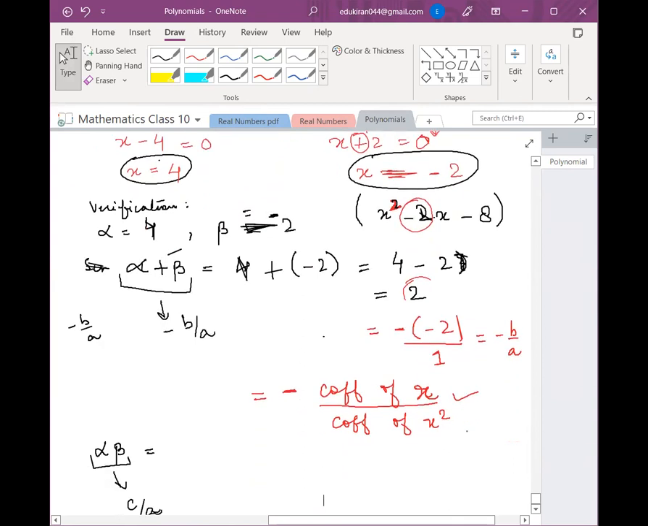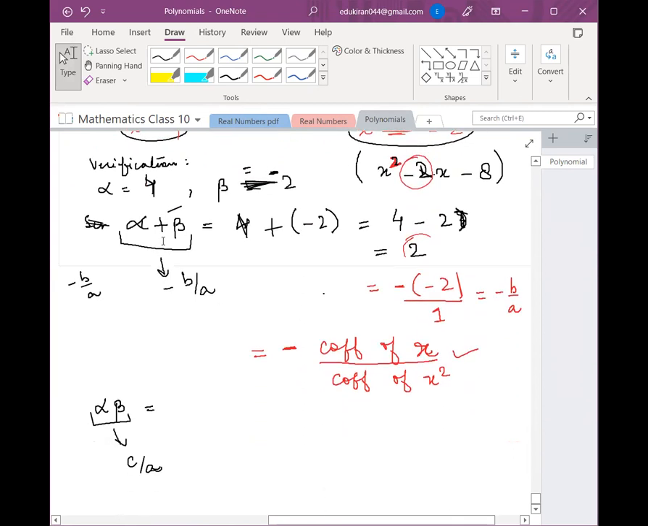So understood what I'm doing here? So alpha plus beta I've verified. Now let's check alpha into beta. Alpha is 4 and beta is -2. So I'm getting 4 into 2, 8, minus 8, but I should get c upon a. So let's check whether this is equal to c upon a or not. Can I write it like -8 upon 1?